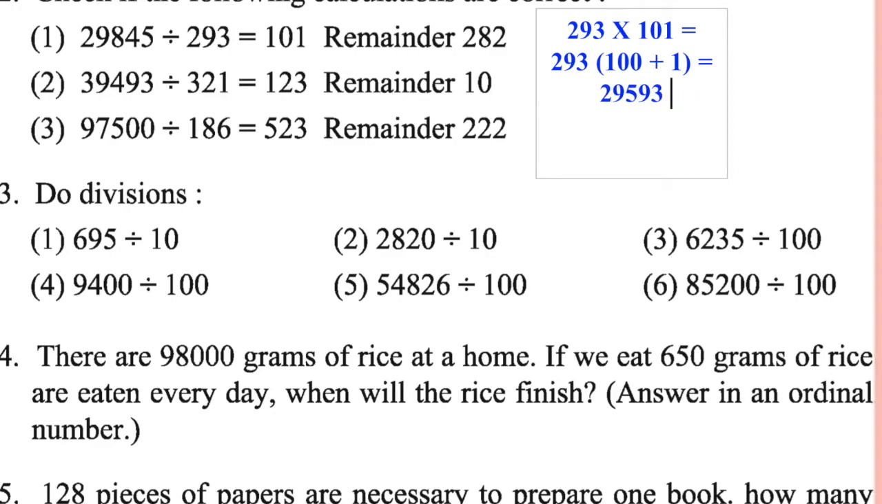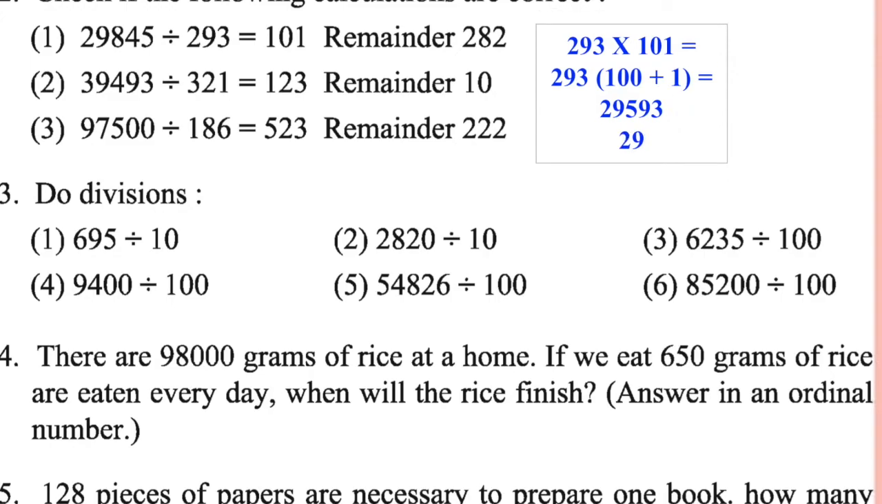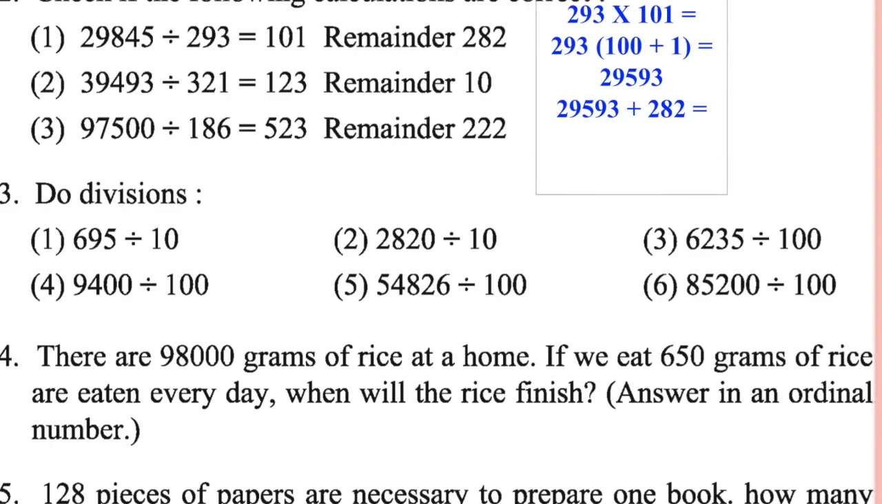So this is the number we got in the multiplication, 29593. Now we are going to add 282 here to it. First add 200. If you add 200, here it becomes 7. So 2 will go. Now add 2. This becomes 80. This becomes 5.